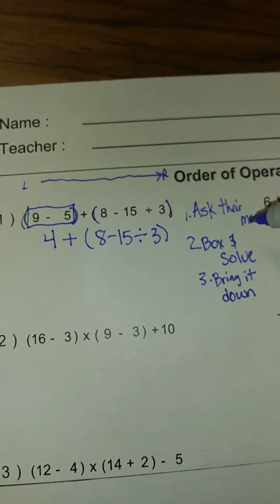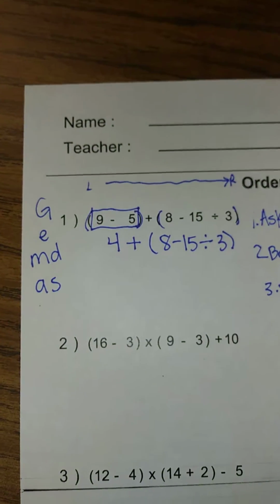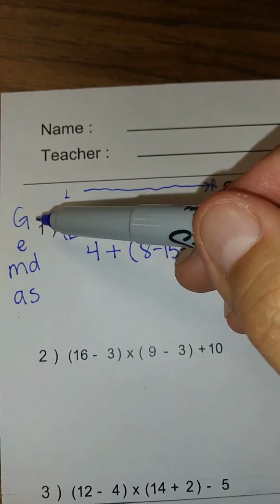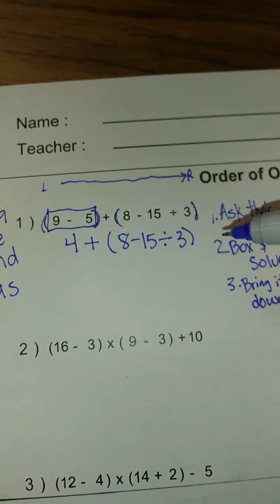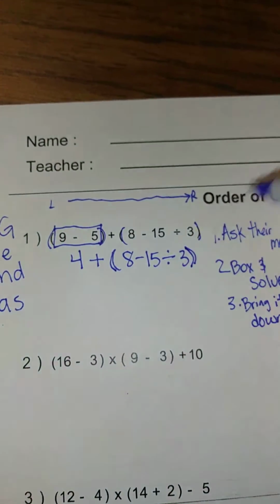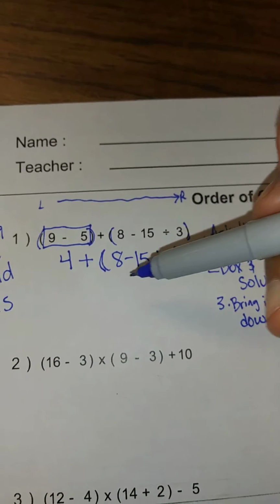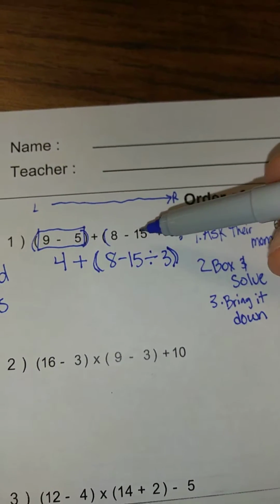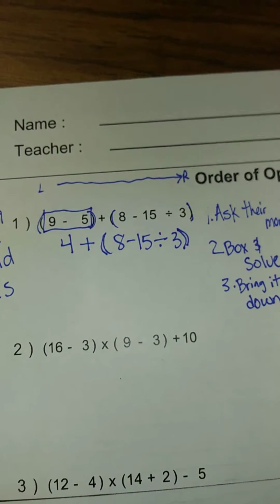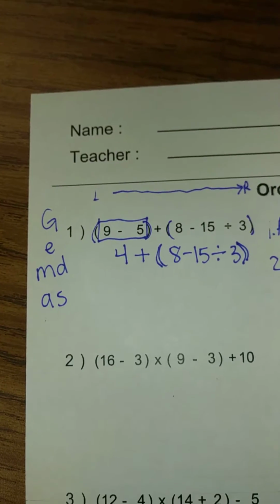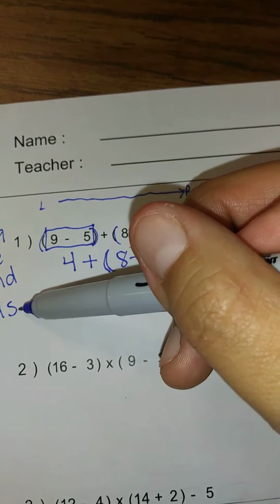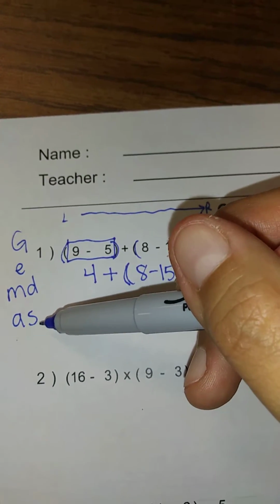So now after bring it down, I'm going to go back up to the top and I'm going to go to my mom and ask what's next. Now, we have not checked off grouping, so I'm still going to go back and check for grouping. Now that I'm looking for grouping, I found that I still have grouping here. Now, inside of grouping, I have 2 sets of problems. I can either do 8 take away 15, or I can do 15 divided by 3. But if I go to GEMDAS, my mom's going to tell me that I need to divide before I can subtract. Division comes before subtraction.